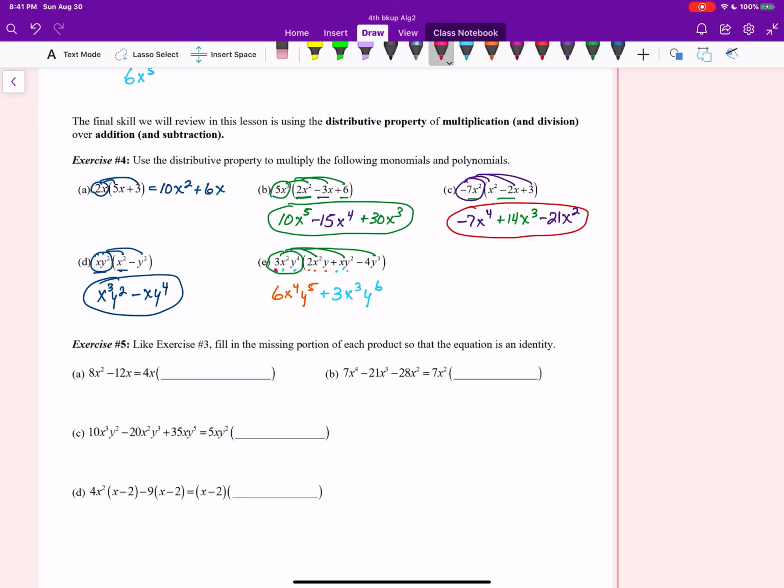3 times negative 4 is negative 12. x squared times, there's no other x variable there, so we just bring over the x squared. And y to the fourth times y to the third is y to the seventh.